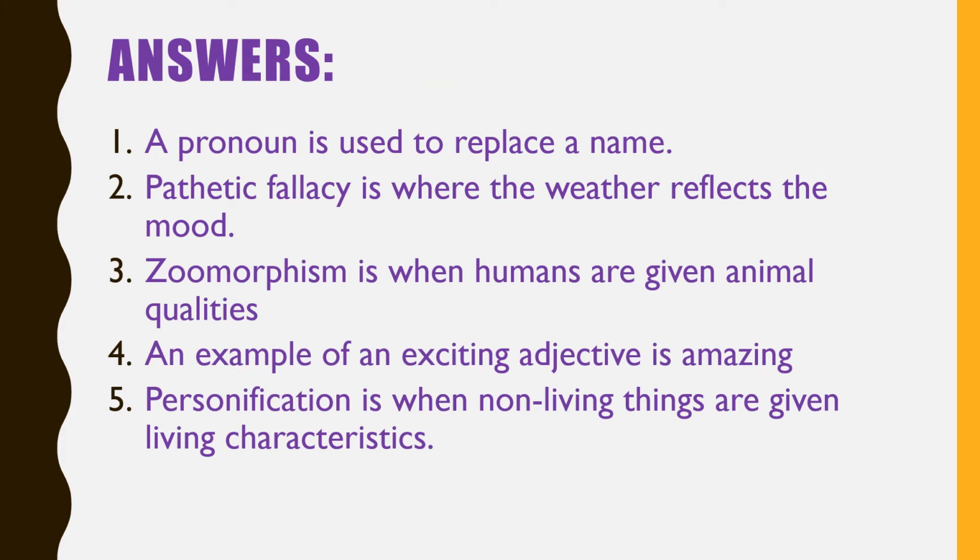Okay, so here are the answers. A pronoun is used to replace a name, so they're words like he, she, it. Pathetic fallacy is where the weather reflects the mood. Zoomorphism is when humans are given animal qualities. An example of an exciting adjective is amazing. Personification is when non-living things are given living characteristics.